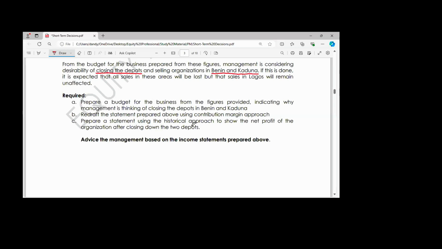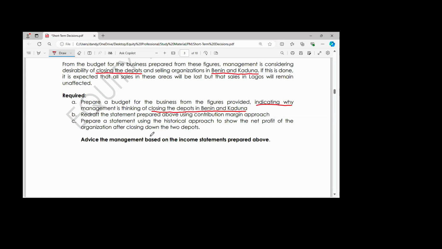Required: A. Prepare a budget for the business from the figures provided, indicating why management is thinking of closing the depots in Benin and Kaduna. B. Redraft the statements prepared above using the contribution margin approach. C. Prepare a statement using the historical approach to show the net profit of the organization after closing down the two depots. Advise the management based on the income statement prepared above. Thank you very much, Tife.